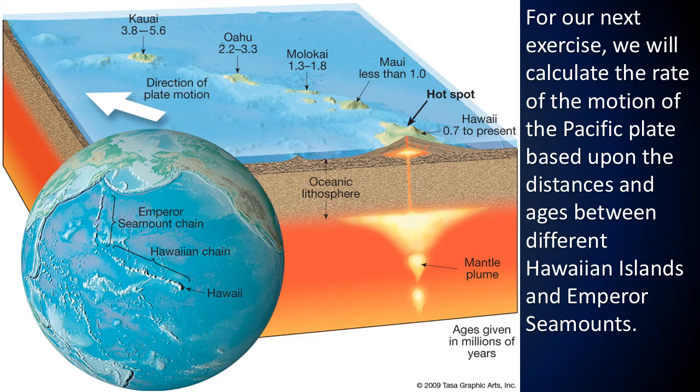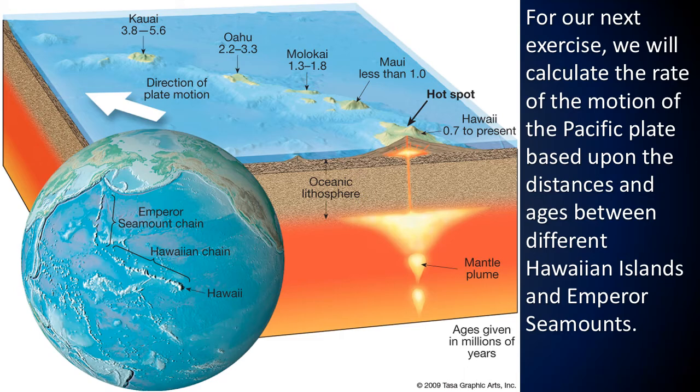For our next exercise, we will calculate the rate of motion of the Pacific plate based upon the distances and ages between different Hawaiian Islands and Emperor seamounts. As a review, a volcanic hotspot is an area in the mantle from which heat rises as a thermal plume from deep in the earth. High heat and lower pressure at the base of the lithosphere, the tectonic plate, facilitates melting of the rock. This melt, called magma, rises through cracks and erupts to form volcanoes.